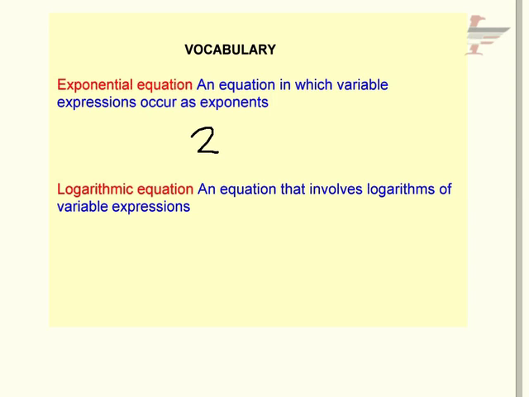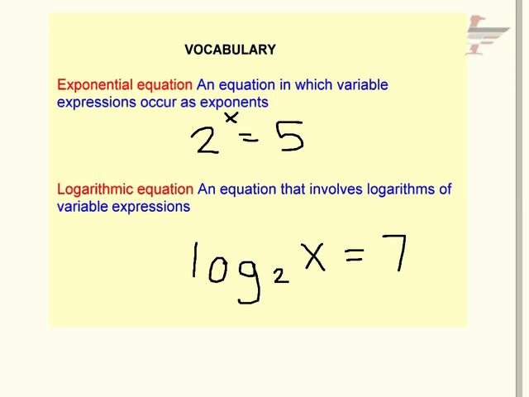So if I had 2 to the x equals 5, that would be an exponential equation. A logarithmic equation is an equation that involves logarithms of variable expressions. So if I had log base 2 of x equals 7, and you had to figure out what that is.